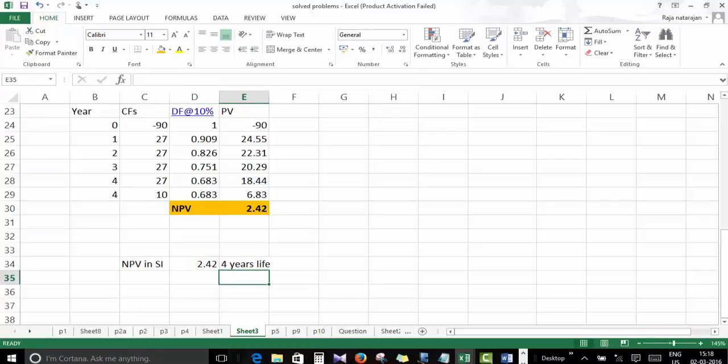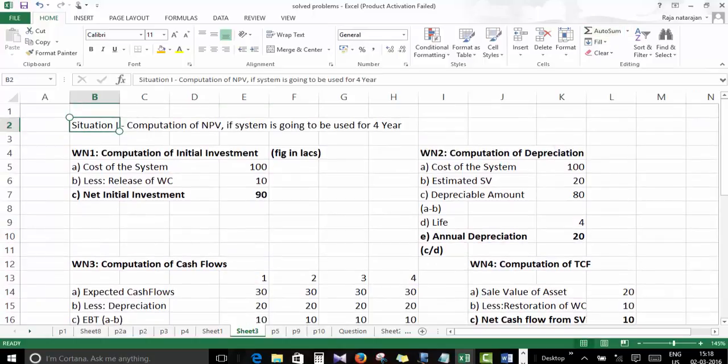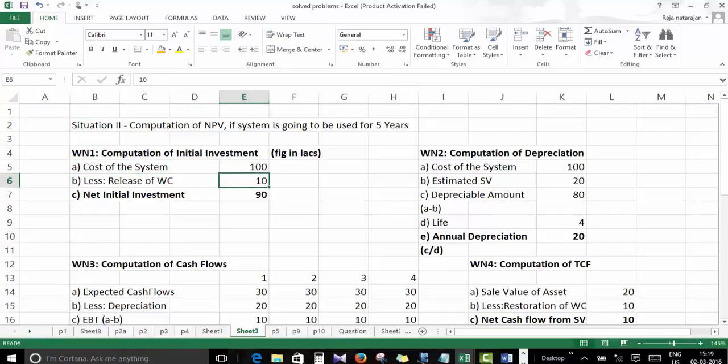Okay, now I'll modify this. I'll call it scenario 2, and the life is going to be how many years? Life is going to be 5 years. And cost of the system is 100, release of working capital is 10, net initial investment is 90, no change in that. But there is going to be a change in depreciation. Cost of system is 100, estimated salvage value is 20, depreciable amount is 80, but this got to be depreciated over a period of 5 years. So the annual depreciation will now become 16.